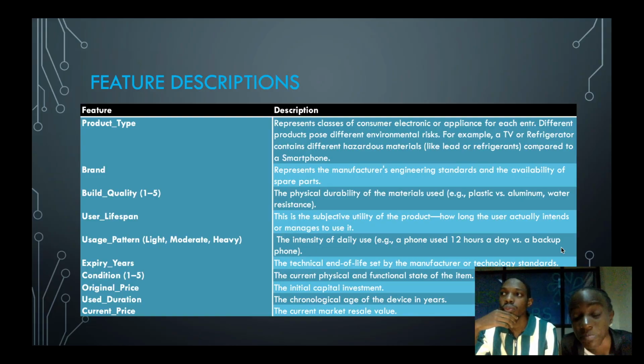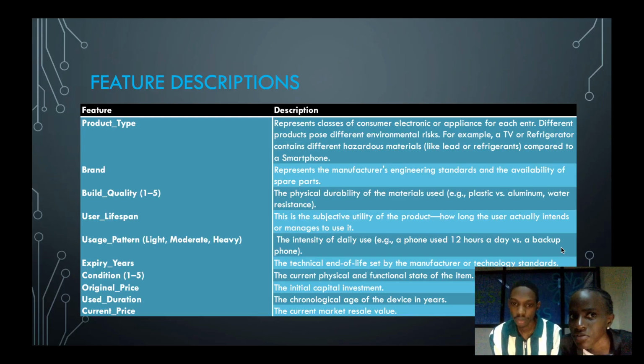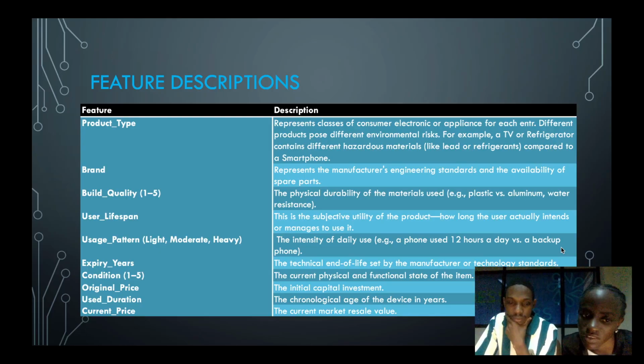Expiry years. Now, expiry years is a technical decision made, so that the technical team will sit down and decide, based on this electronic device, that within a period of maybe 6 years, it will be dangerous to use. For example, with refrigerators, when it is in good condition and they say maybe past 10 years it's in poor condition, yes, you may use it by force, but at that time it's releasing a dangerous gas which makes it ready for disposal. Condition, what is its current state? So that is also from 1 to 5, 5 being good state, 1 being in the worst state.